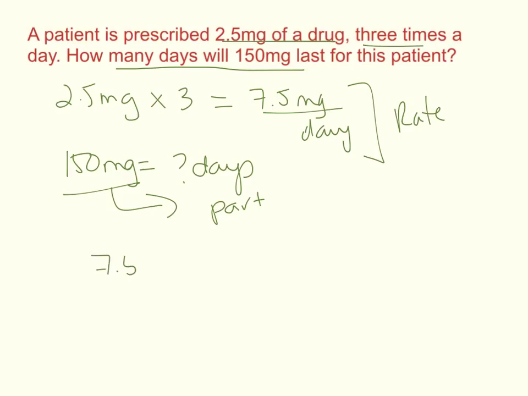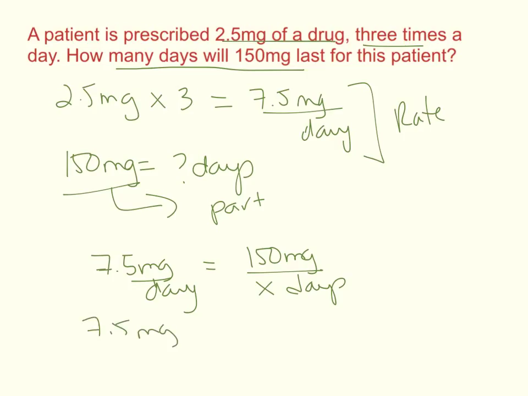So 7.5 milligrams per day is equal to 150 milligrams over X days, or question mark number of days. So what we're going to do is cross multiply this because we have a fraction equaling another fraction. So 7.5 milligrams multiplied by X, which is our days, will give us 150 milligrams multiplied by the days.